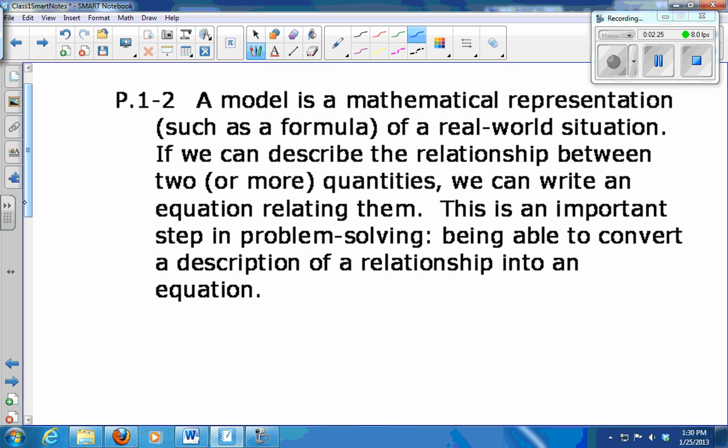So a model is a mathematical representation, such as a formula or a graph, of a real-world situation. If you can describe the relationship between two or more quantities, you can write an equation that relates them. So this is an important step in problem solving, being able to convert a description of a relationship to an equation.